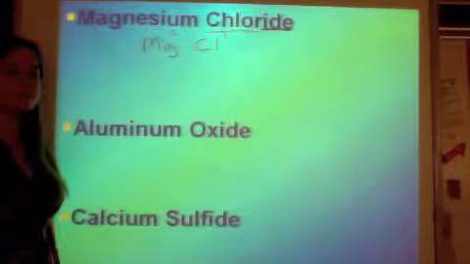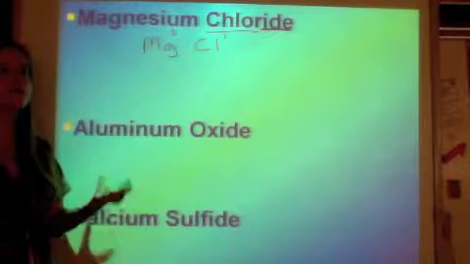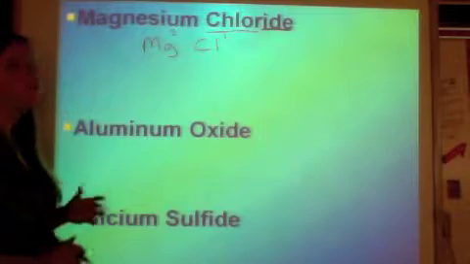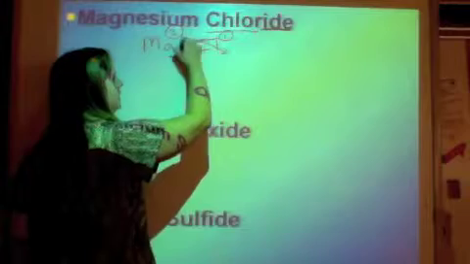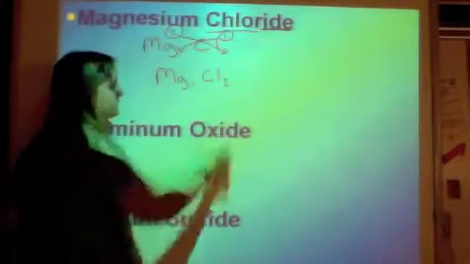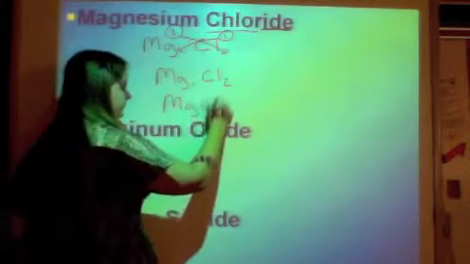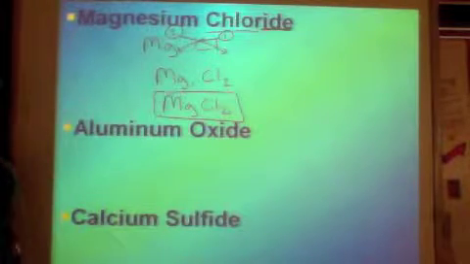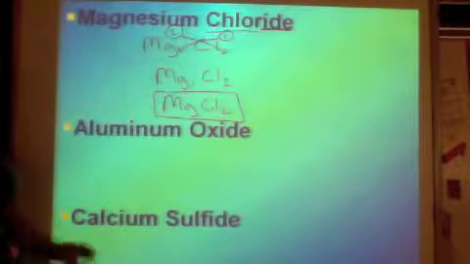Step 2, done. Step 3 is to now simply crisscross. This is the part where students, for whatever reason, their brain shuts off and they think too much about it. You literally just take this number and put it here, take that number and put it there. So we get Mg1Cl2. Now, in your final answer, you do not include the ones. So magnesium chloride is written as MgCl2.